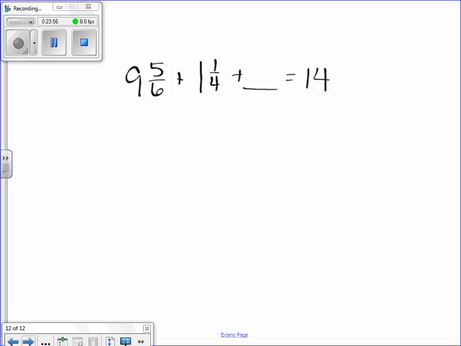You know what? I'm gonna do the next one. Okay. With this one, we have 9 and 5/6 plus 1 and 1/4 plus a blank equals 14. I know that these problems still give some of you a problem. I have a plus sign right here in front of my blank, which makes it positive. So it needs to stay on this side of the equal sign.